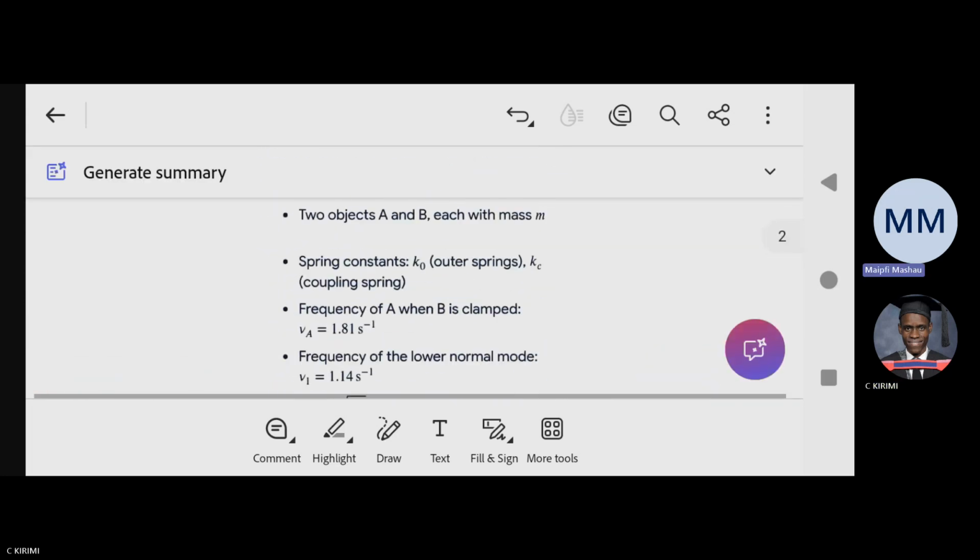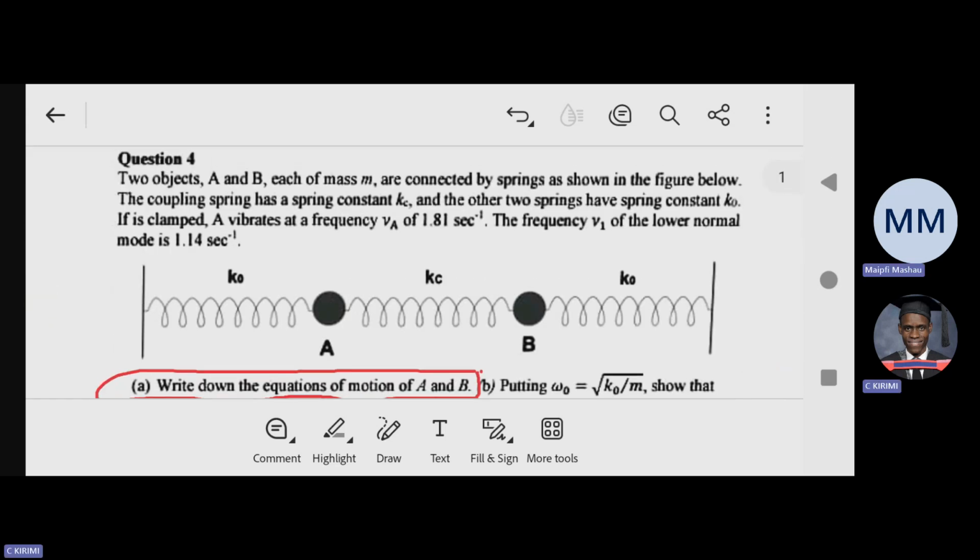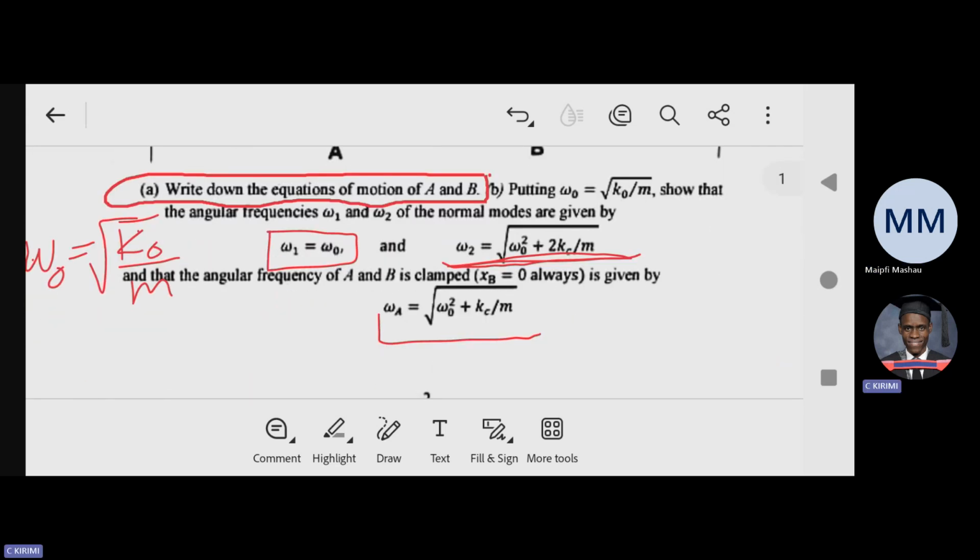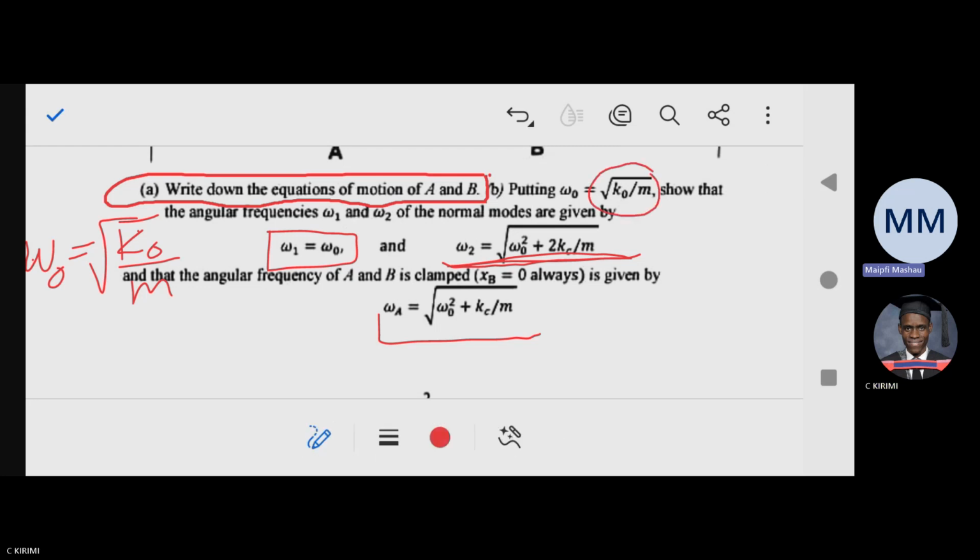So okay, for number... WA equals... yes. The formula for omega naught squared, the omega naught is the square root of K naught over M, right? Yes, so this is the formula, and we also added the KC there because it's a coefficient as well.